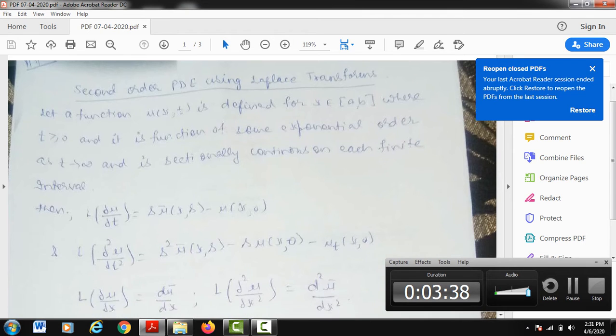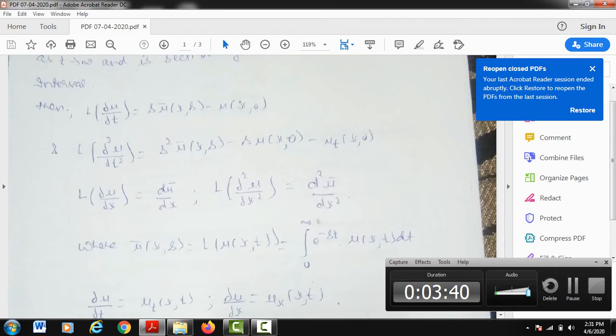Then the next thing that you have to keep in your mind is the Laplace of ∂u/∂x. We have discussed the Laplace of the first order as well as second order partial derivative of u with respect to t. Now the same thing I am going to discuss for x, not for t. When we calculate the Laplace transformation of ∂u/∂x, it equals dū/dx, a total derivative, not a partial derivative. And for the second order derivative, the Laplace of ∂²u/∂x² is d²ū/dx².